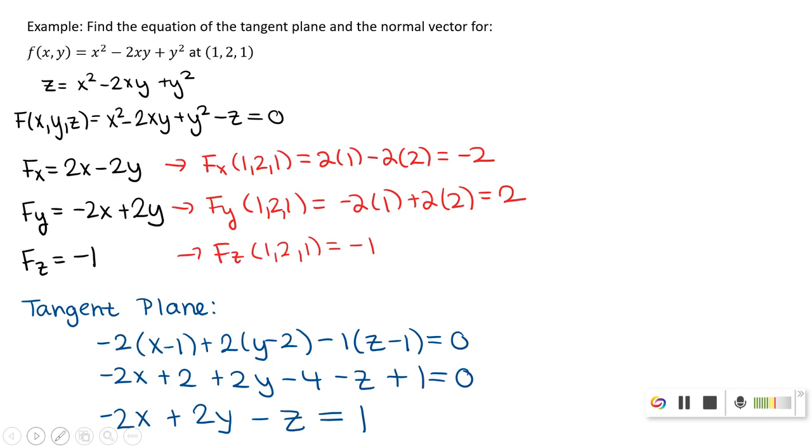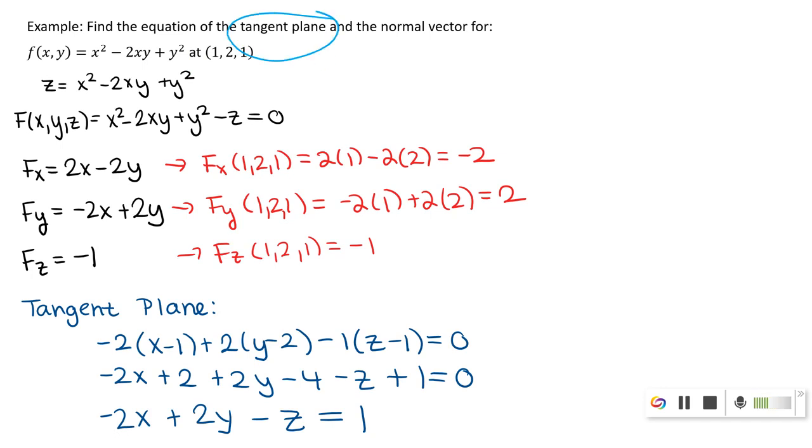Depending on what form the problem is asking for, we could distribute and combine like terms. So this answer could also be written in a more general form as negative 2x plus 2y minus z equals 1. Again, I just distributed those numbers and combined like terms. So it's just another way of writing the answer. If the directions don't specify how they want the answer, you can write it in either form. So there is my tangent plane.